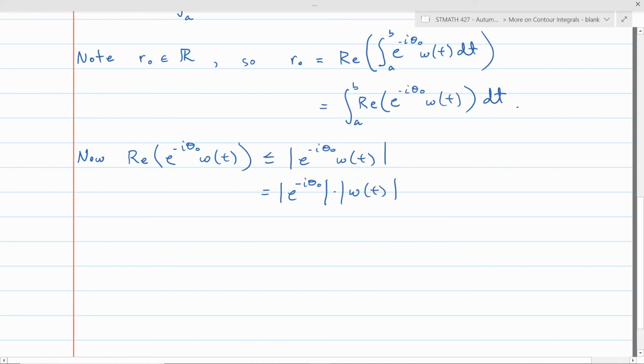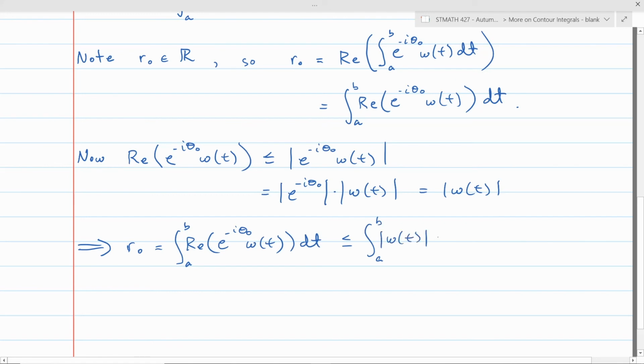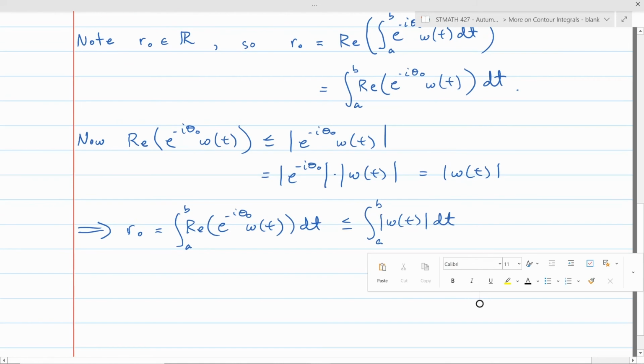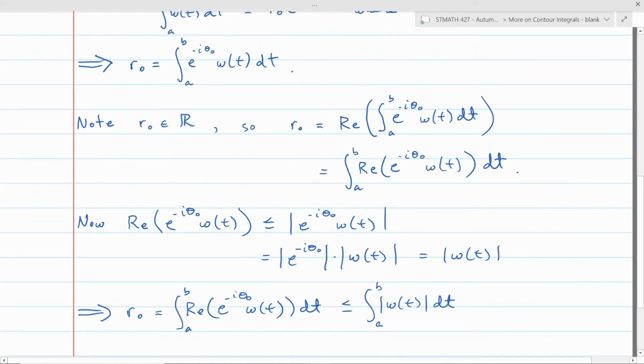And that e to the negative i theta bit has a modulus of 1, so this is just the modulus of w of t. So that tells me, if I go back to looking at r naught, which is equal to this integral from a to b of the real part of e to the negative i theta naught w of t dt, is less than or equal to the integral from a to b of the modulus of w of t. But remember, r naught is the integral in question, right?